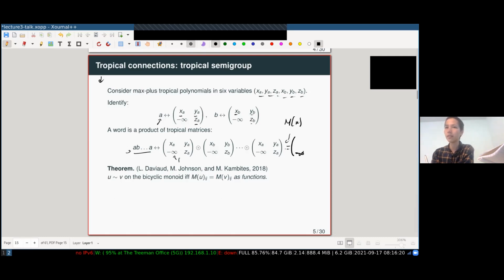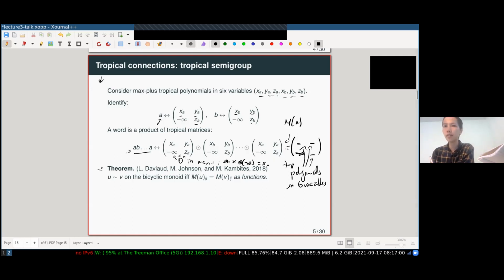Because this is the 0 identity. This is the additive identity in max plus, right? Since max of, if I have a number x, with negative infinity, I always get that x back. So this is my tropical additive identity. So if I multiply a bunch of upper triangular matrices in tropical land, I still get an upper triangular matrix, but the entries over here are now polynomials, right? So now I have polynomials. These guys are tropical polynomials in 6 variables.